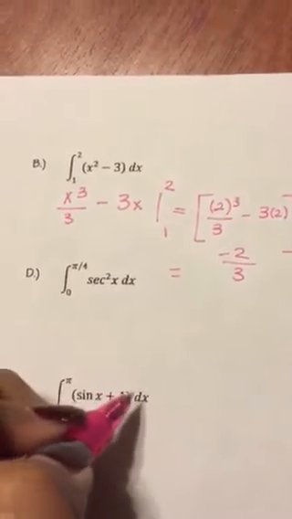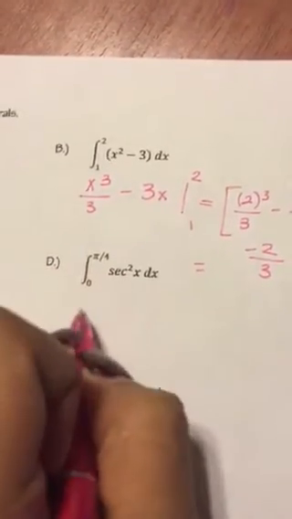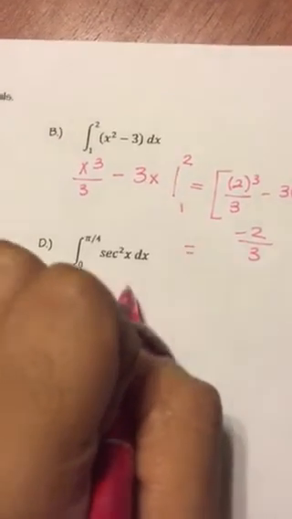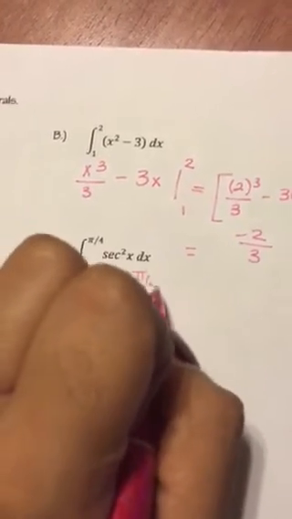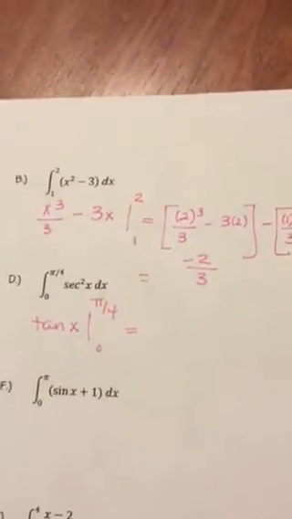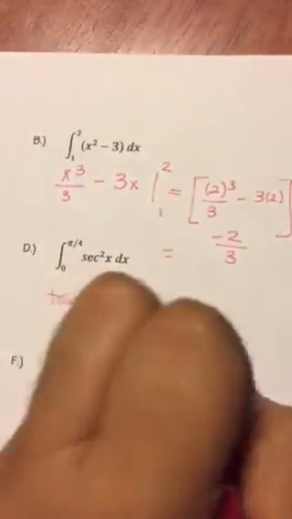Your favorite part in the whole world, trig functions. You integrate them, and that'll end up giving us tangent of x from 0 to pi over 4. Substitute in your values. That'll give us 1.